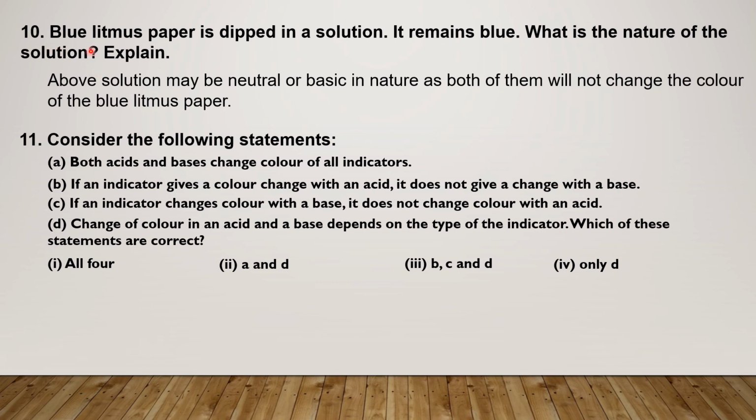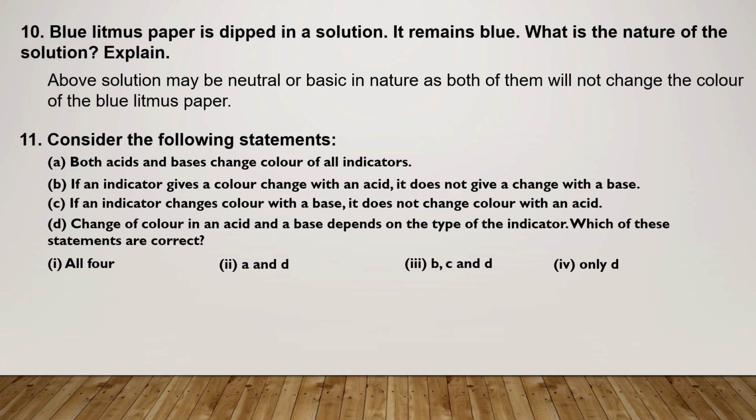10th question. Blue litmus paper is dipped in a solution. Blue litmus paper remains blue. There is no color change. So what is the nature of that solution? Explain. If blue litmus paper changes to red, what may it be? Acid. Blue litmus paper changes to red, it is acid. But here blue litmus paper does not have any color change. So that means it may be neutral or basic in nature, as both of them will not change the color of the blue litmus paper. So this answer also you can write in your notebook.